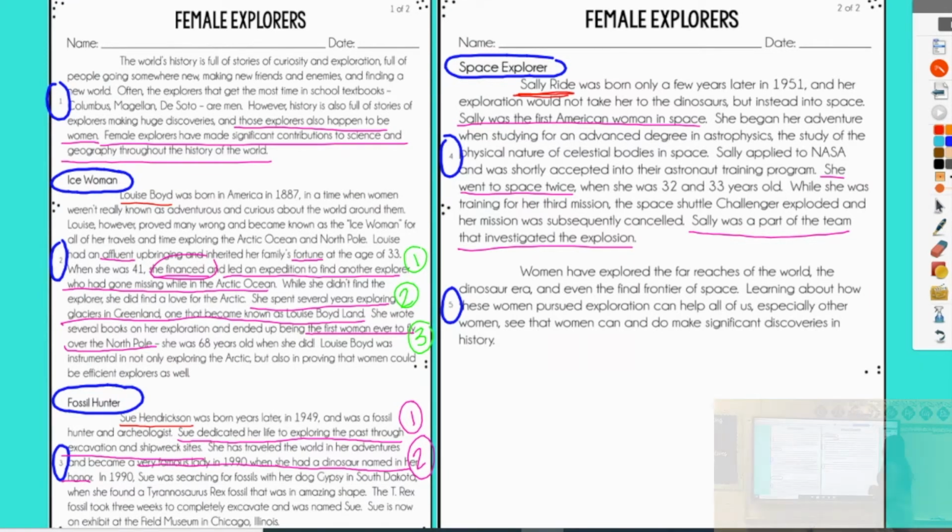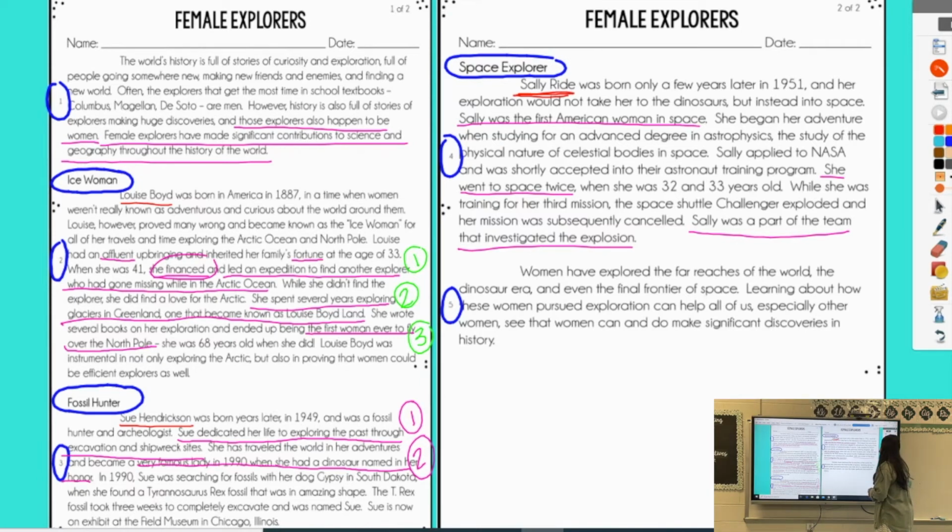Women have explored the far reaches of the world, the dinosaur era, and even the final frontier of space. Learning about how these women pursued exploration can help all of us, especially other women, see that women can and do make significant discoveries in history. I want y'all to underline that, please. We're going to do that one in red. It basically restates the main idea.